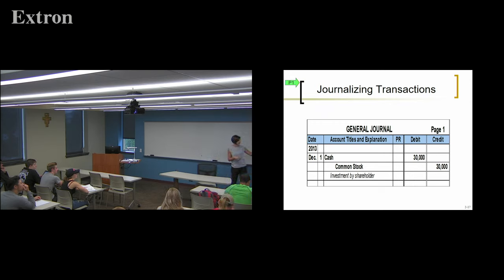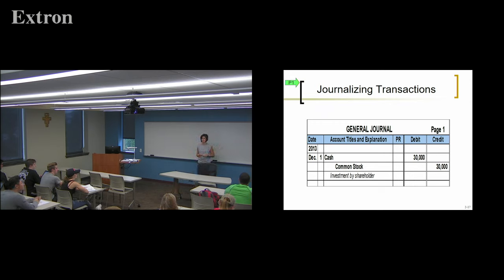The next section, account titles and explanation. Here's where we identify the accounts that are affected by our event or our transaction. And in that case, it's always going to be at least two. We have had one example where there was three. Do you remember the exercise we did where the owner gave cash and equipment to the company in exchange for stock? Okay.